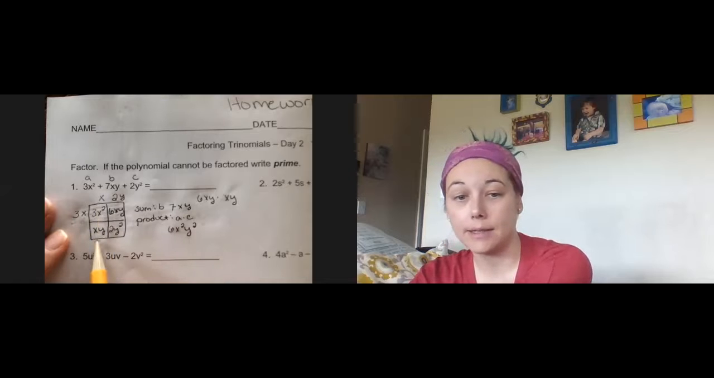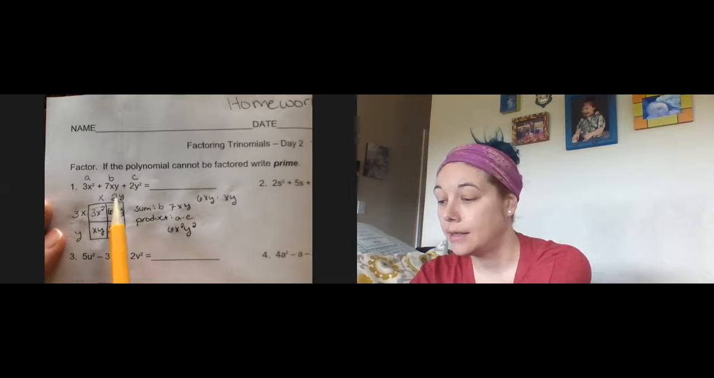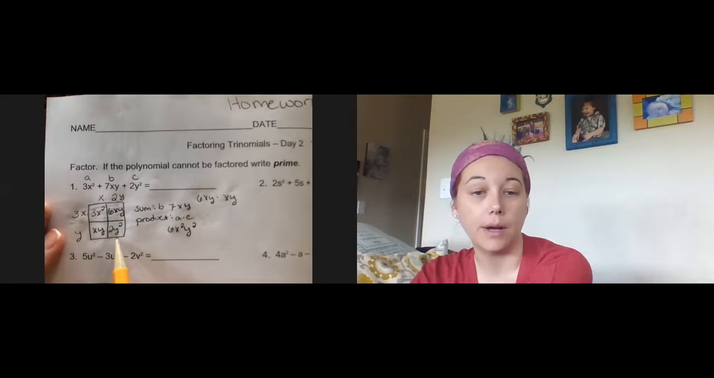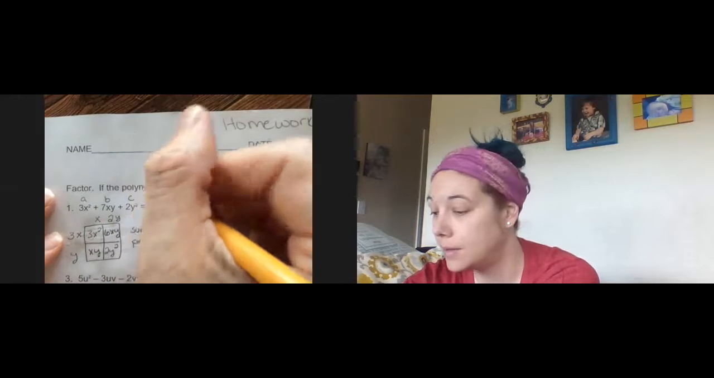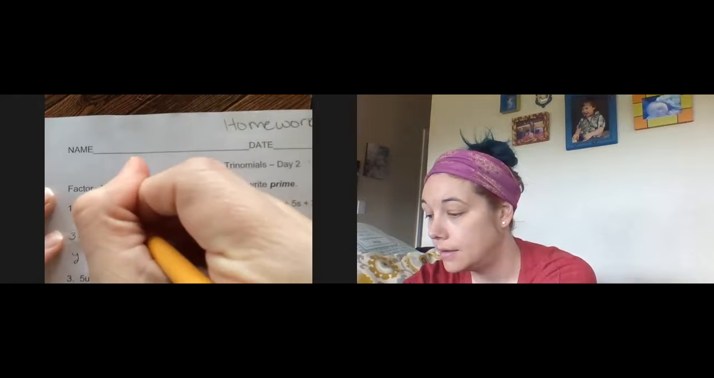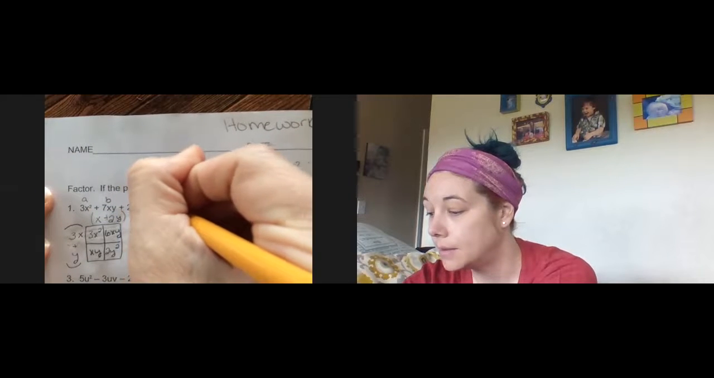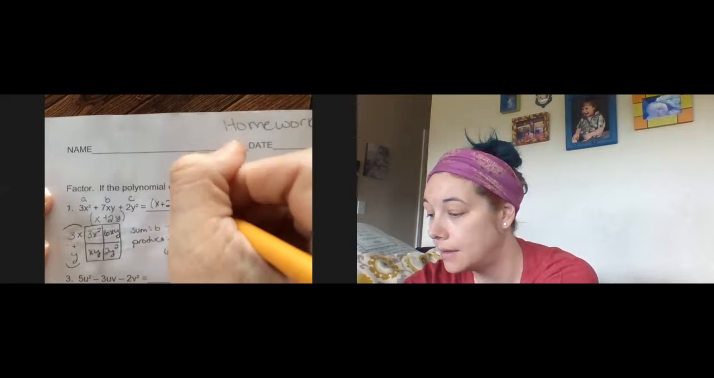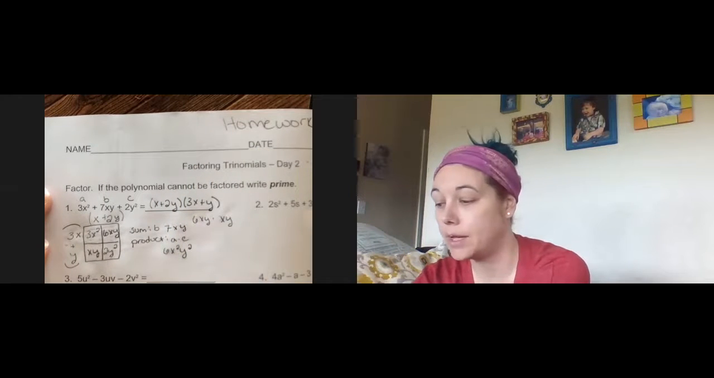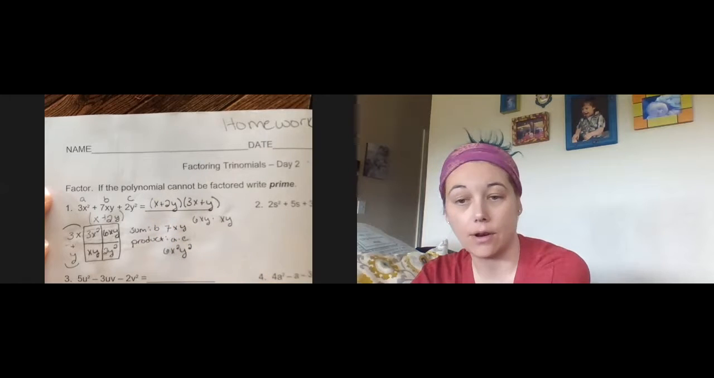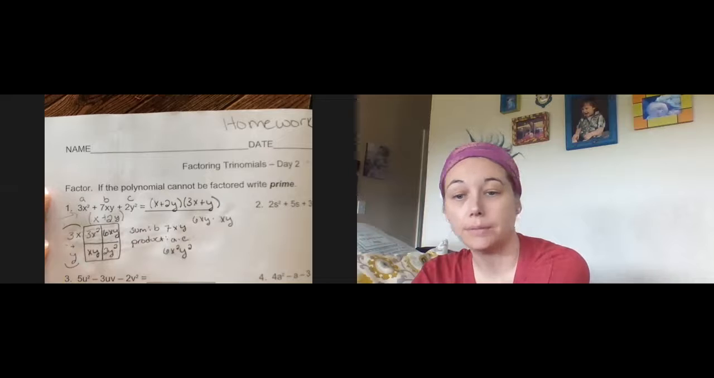Now let's go ahead and do the column. x, what times x gives me xy? x times y gives me xy. Now let's check. 2y times y is 2y squared. So we know we did it right. All right, so my two binomials are my top and the side, right? So x plus 2y times 3x plus y. And to check yourself, you can always FOIL these together, combine terms, see if you get your original polynomial.